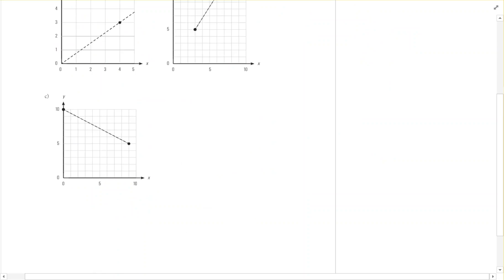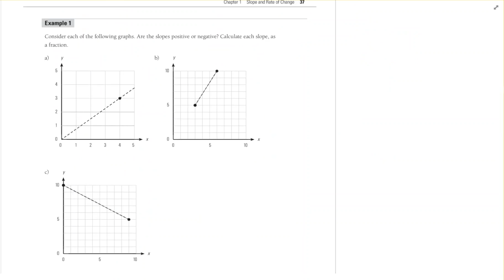Okay, so for example 1, it says, consider each of the following graphs, is the slope positive or negative? Well, this is pretty easy to tell. Up and to the right is going to be positive, so you can just put a P up there. This one I know is positive too, up and to the right. And looking at C, that one's got to be negative. It's sloping down to the right, so that's going to be negative. Then it says, calculate each slope as a fraction. I should zoom in a bit.